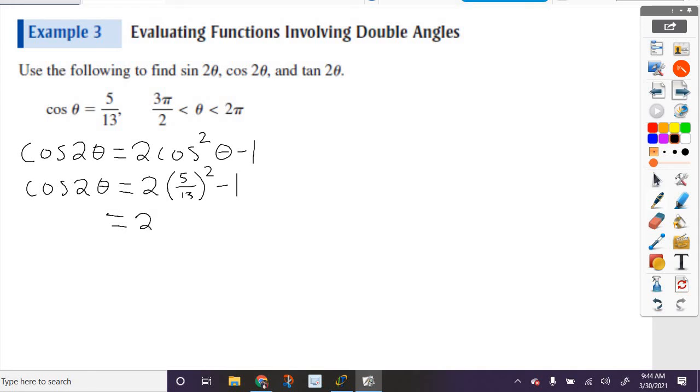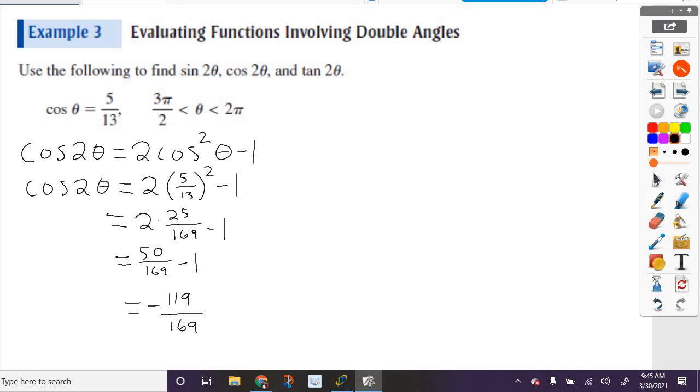Well, 5 over 13 squared is going to be 25 over 169, so 2 times that is 50 over 169 minus 1. Then we would need to find a common denominator, which is going to be 169 over 169. So we would do 50 minus 169, which is going to give us negative 119 over 169. Well, we end up with a negative.